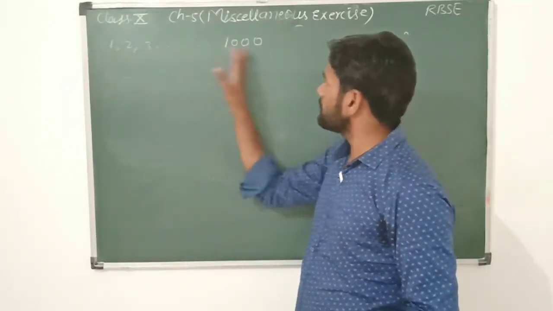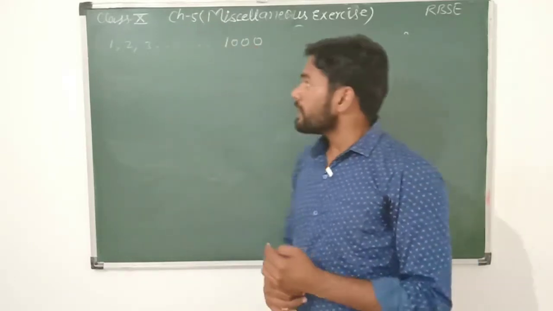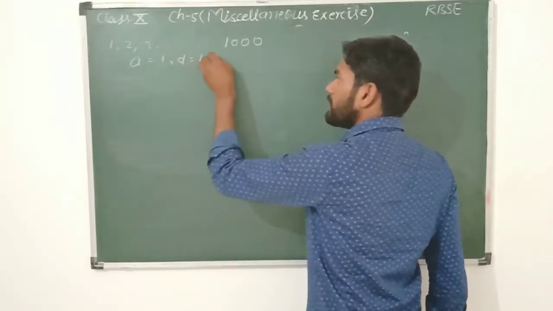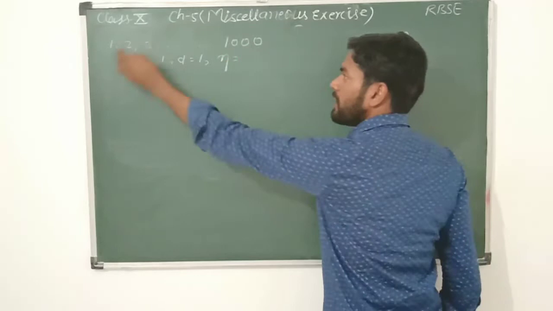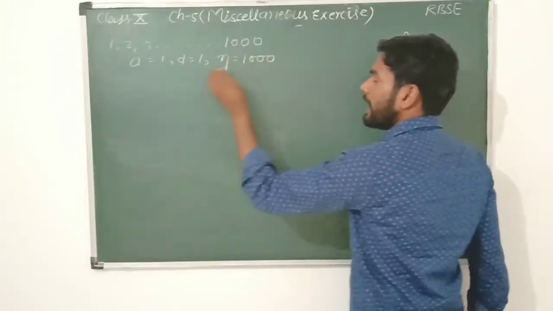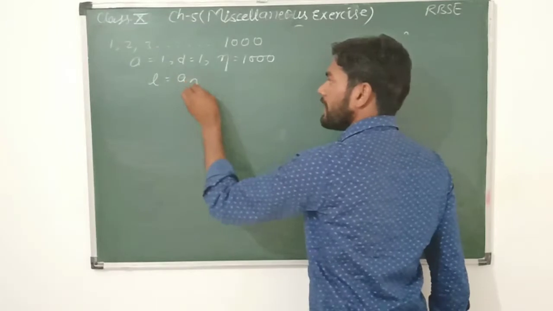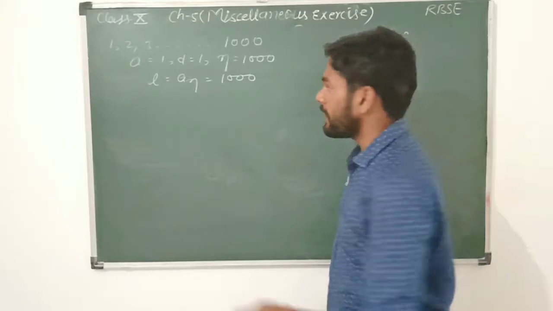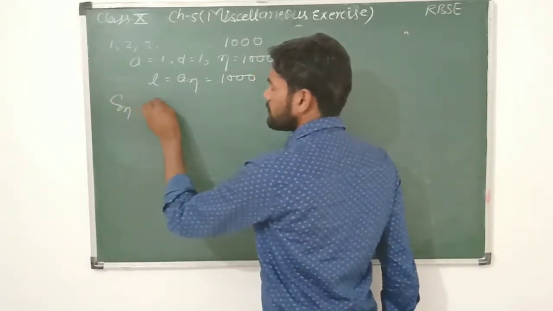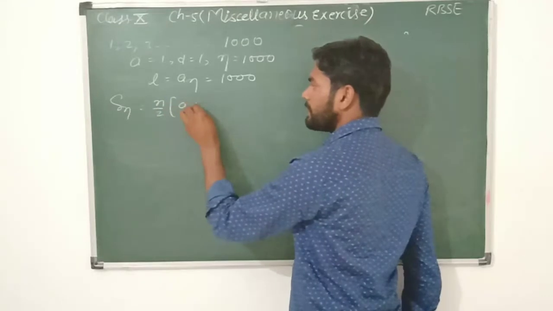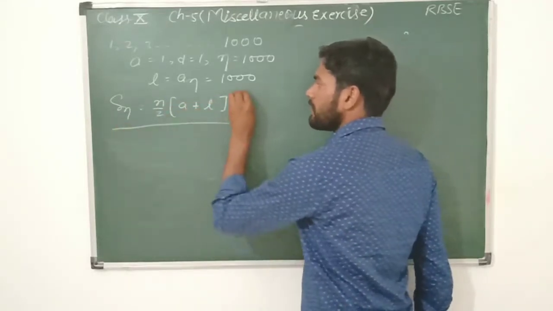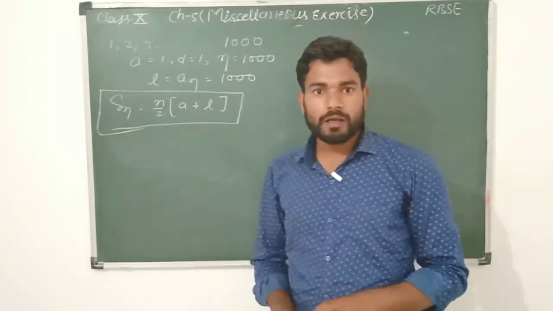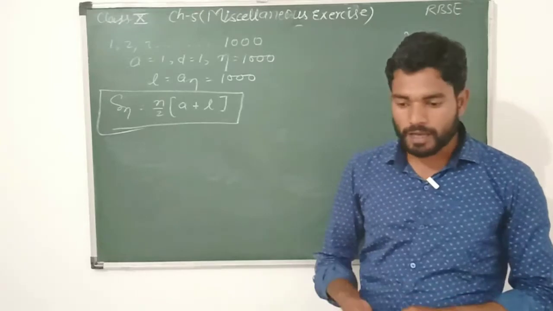It means all terms exist in the AP. So first of all consider a is equal to 1, d is also 1, and the number of terms is total 1000. And the last term, an, is also equal to 1000. Now apply the formula of Sn. Sn is equal to n upon 2 times (a plus last term). Since the last term is available, apply this formula, calculate the complete process and you will get your answer.